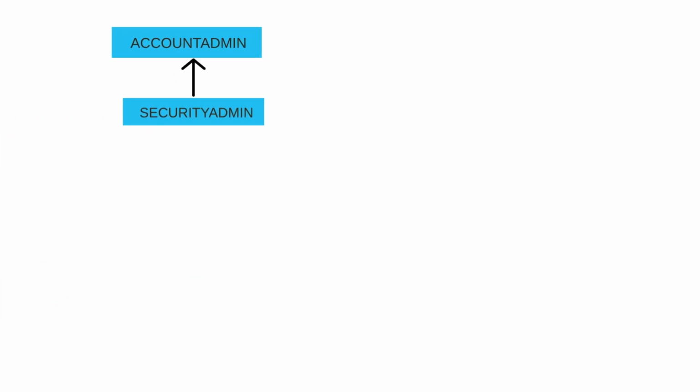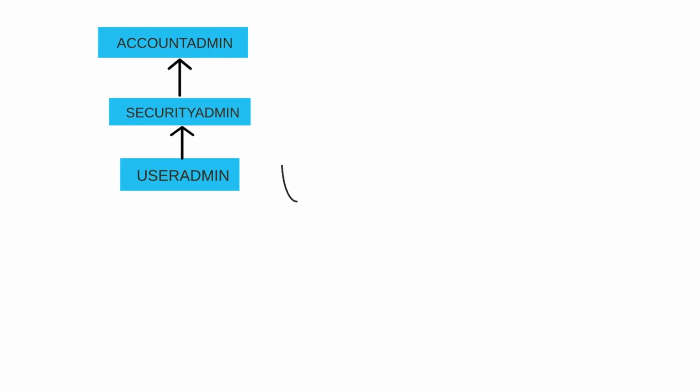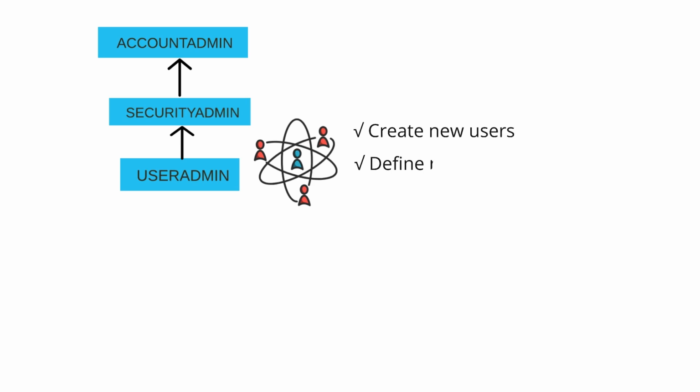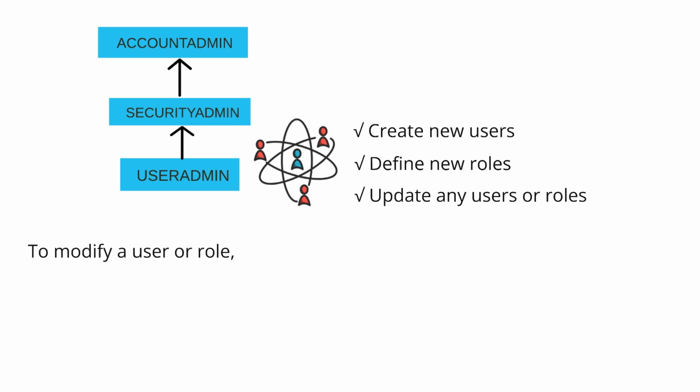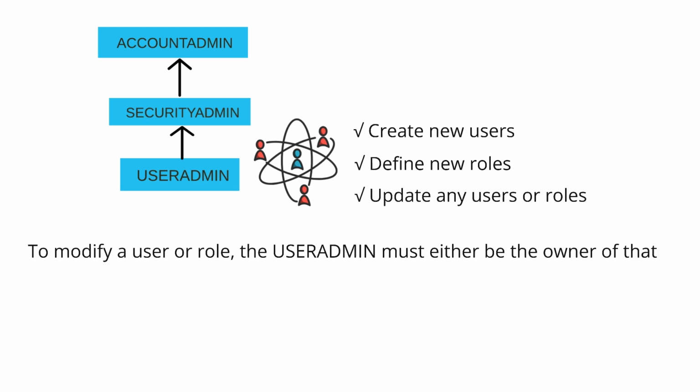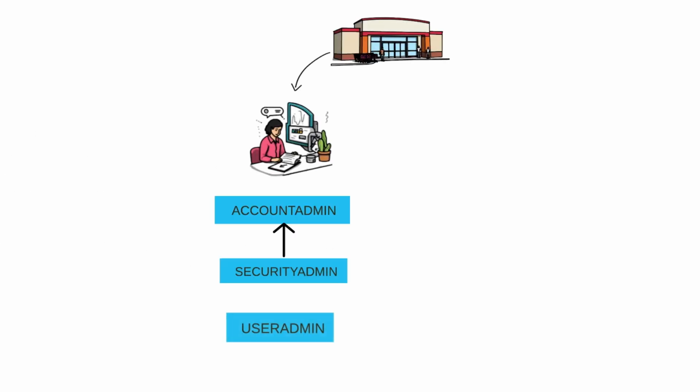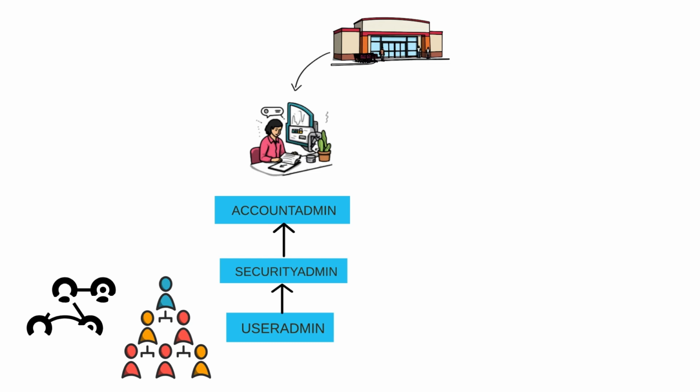Let's go through the next role, that is user admin. This role is dedicated to managing people and their permissions within a single Snowflake account. It can create new users, define new roles, and update any users or roles it owns. To modify a user or role, the user admin must either be the owner of that specific user or role or have higher privileges. For example, in Walmart's finance reporting Snowflake account, the user admin can create new user accounts for finance team members, set up appropriate roles for them to access finance data, and manage their permissions all within that account.